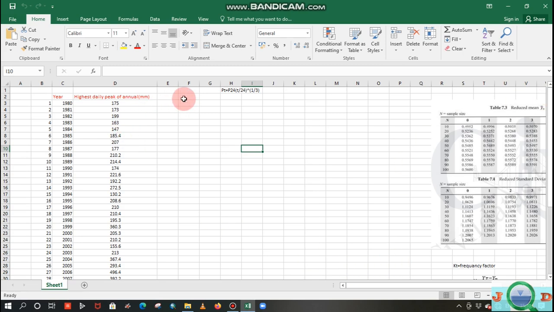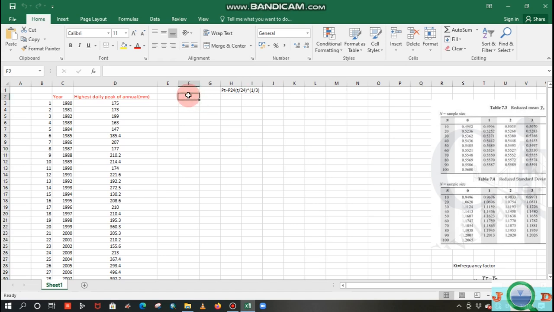First we need to disintegrate this highest daily peak annual precipitation data into minutes. I will disintegrate it into 5 minutes, 10 minutes, 15 minutes, 30 minutes, 60 minutes, 120 minutes, 720 minutes, which is nothing but 12 hours, and 1440 minutes, which equals 1 day. So 1 day consists of 1440 minutes. I use a statistical formula for this task.